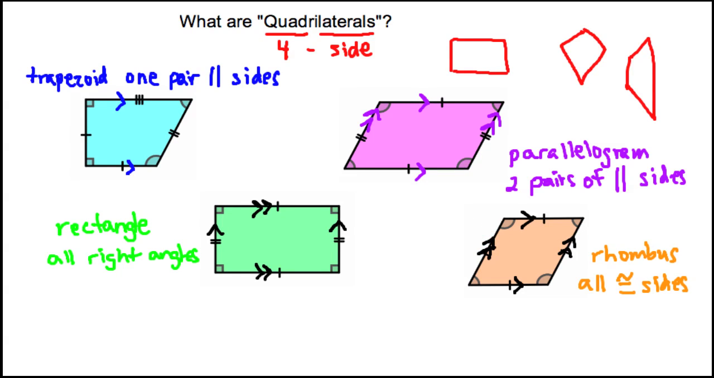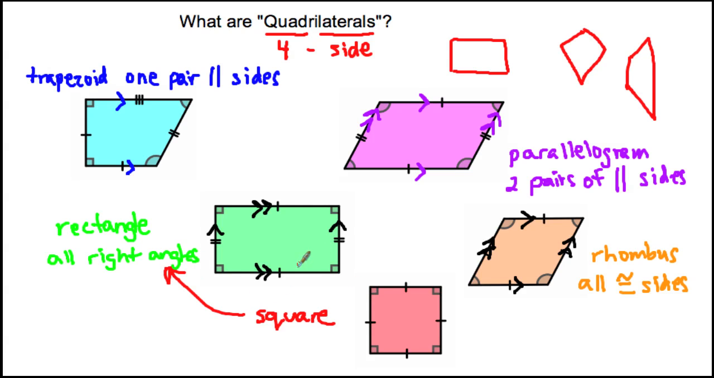The final parallelogram we're going to look at is the most special of parallelograms because it combines features of all the others, and that of course is a square. What makes a square special is that it is a combination of a rectangle and a rhombus. So you can see that it has all right angles, just like a rectangle does, but it also has all equal sides, just like a rhombus does. So the square is the most special of quadrilaterals.